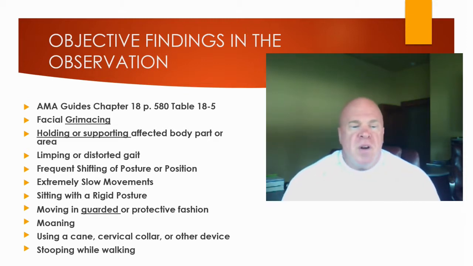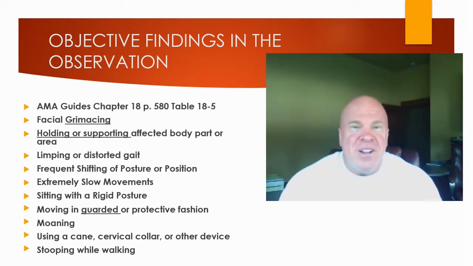How about frequent shifting of posture or position? This is a type of pain behavior that can be seen in a variety of conditions, both in the upper extremity, both in the spine, and also in the lower extremity. And it's important to note what posture or what position the examinee is shifting away from. So with an upper extremity injury, we would expect to see the examinee frequently shifting the posture or position of their upper extremity.